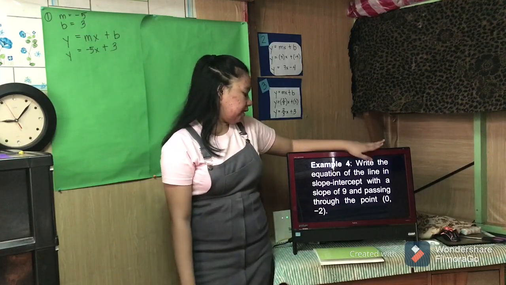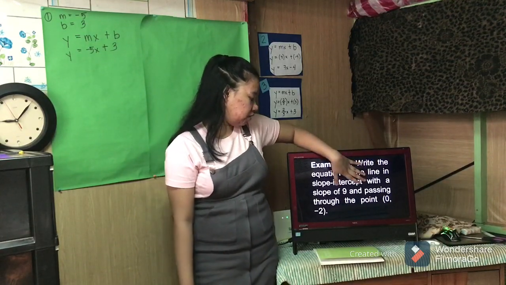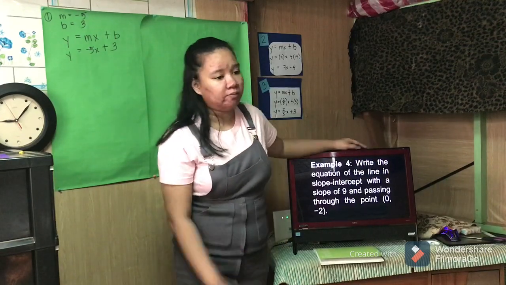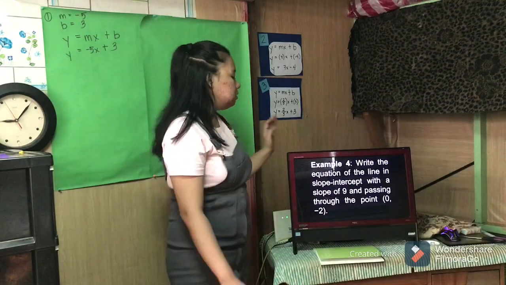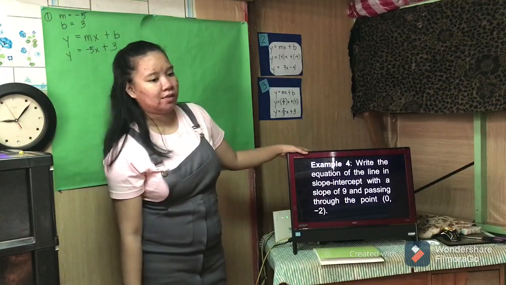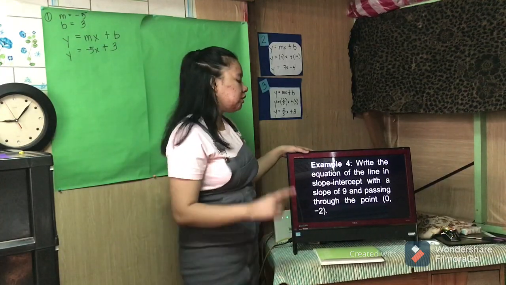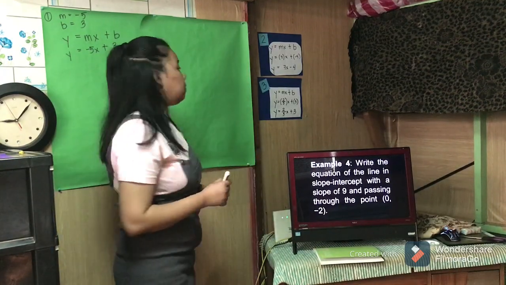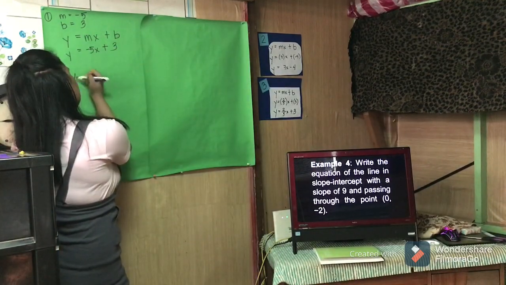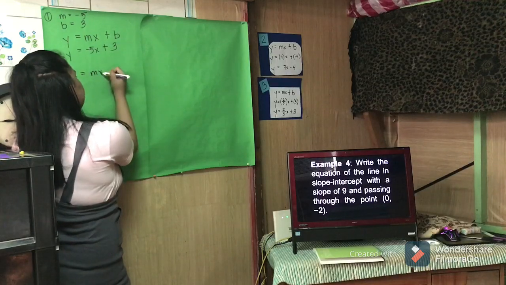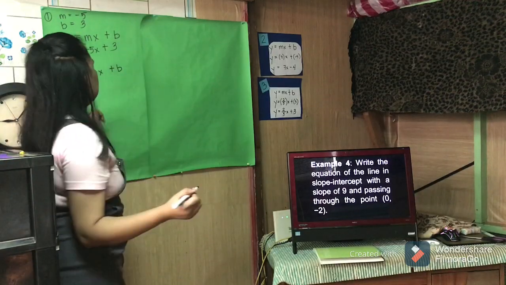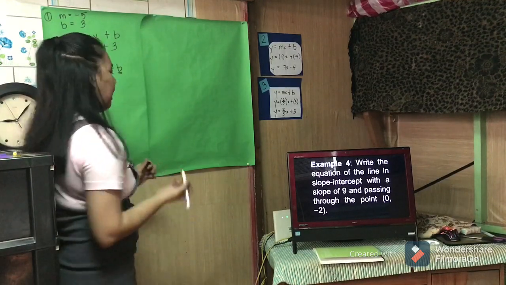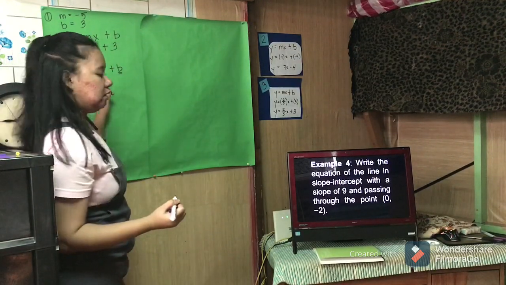Yes, because it has 9, which is a slope, and a point. Do we know the y-intercept? Not yet. So how can we find the y-intercept? It's simple. All you need to do is go back to the equation, which is y is equal to mx plus b. We don't have b, so we need to solve for it. But we have a slope, which is 9.